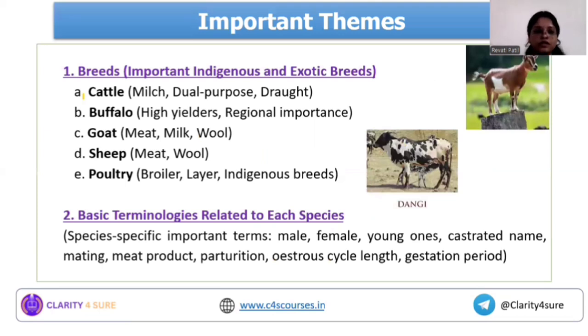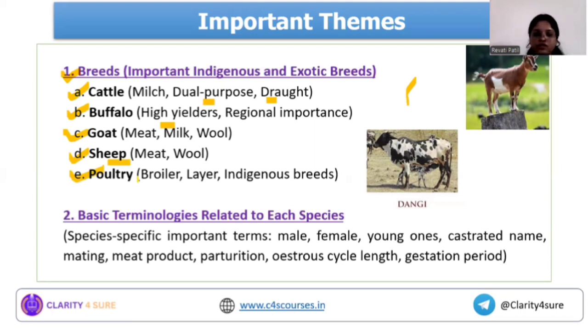The first, under breed, what you need to do is at least cover the best of each. Best milk purpose cattle, best dual purpose cattle, best draught purpose cattle. So there are best of each type, so cover those. And also there are some specific features like the horn of Surti, the pendulous ear of Gir. Likewise there are specific features related to each breed, so at least cover those. And yes, the high yield buffalo, then the best wool purpose goat, then best wool purpose sheep, etc.